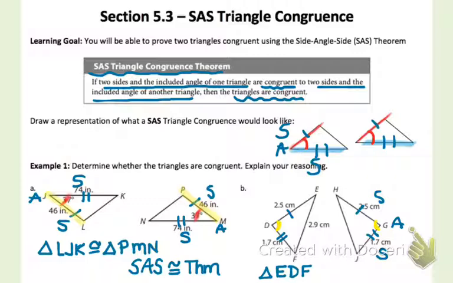So see, I went along this side. I went from E to D to F, right? So now I'm going to do the same thing, but I have to go from H to G to J, right? So H, G, J, and they are congruent. And again, by the SAS congruence theorem.